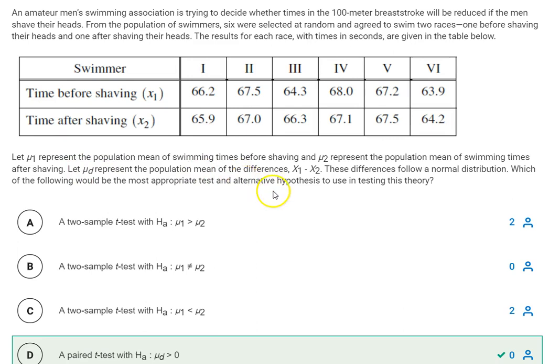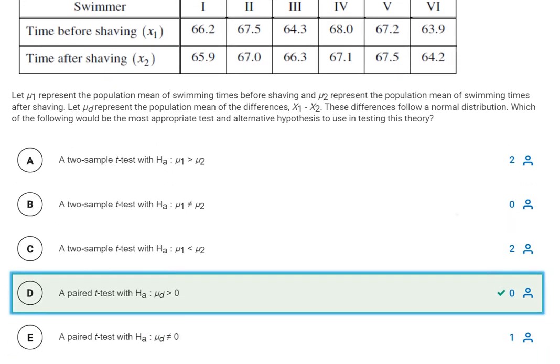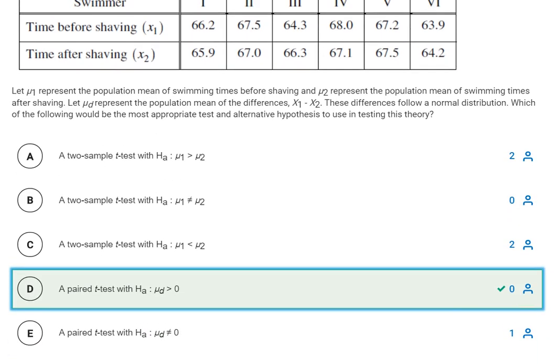So if this is paired data, we're not going to do a 2-sample t-test. We're going to do a paired t-test. We'll talk more about that, the difference, as we get into chapter 10, because in chapter 10 we will be doing 2-sample t-tests. We'll talk about when you do the 2-sample versus the paired.